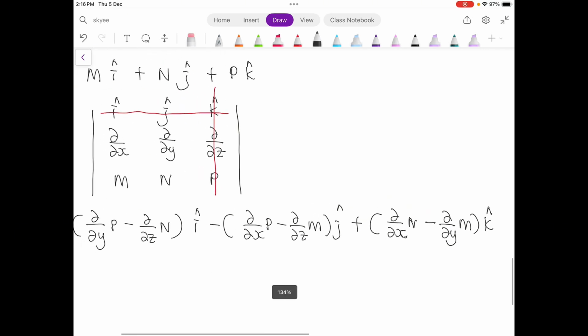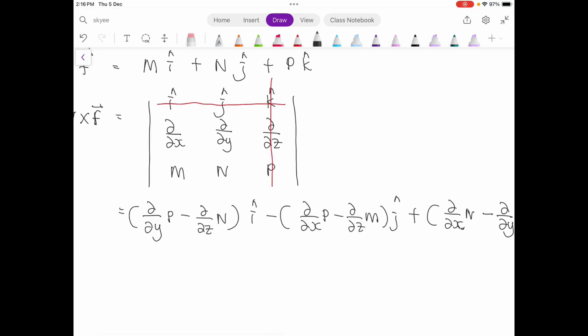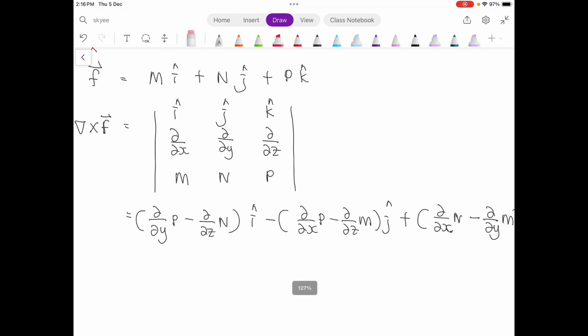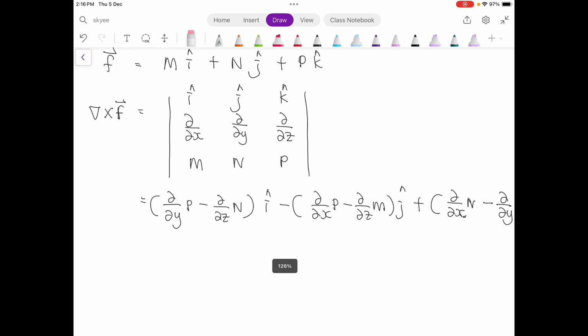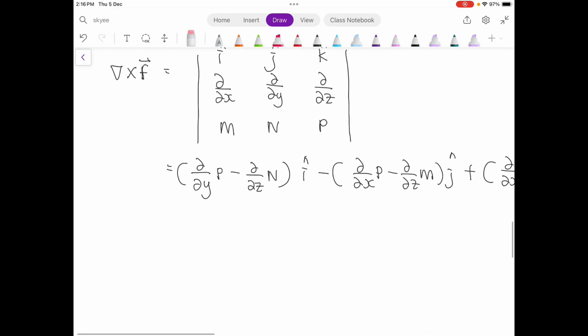So this is how you solve the curl of a vector field, by performing the cross product between two vectors, that is the del operator and the vector itself. Now let's look at one example. So we have example 5. Find the curl of this function.